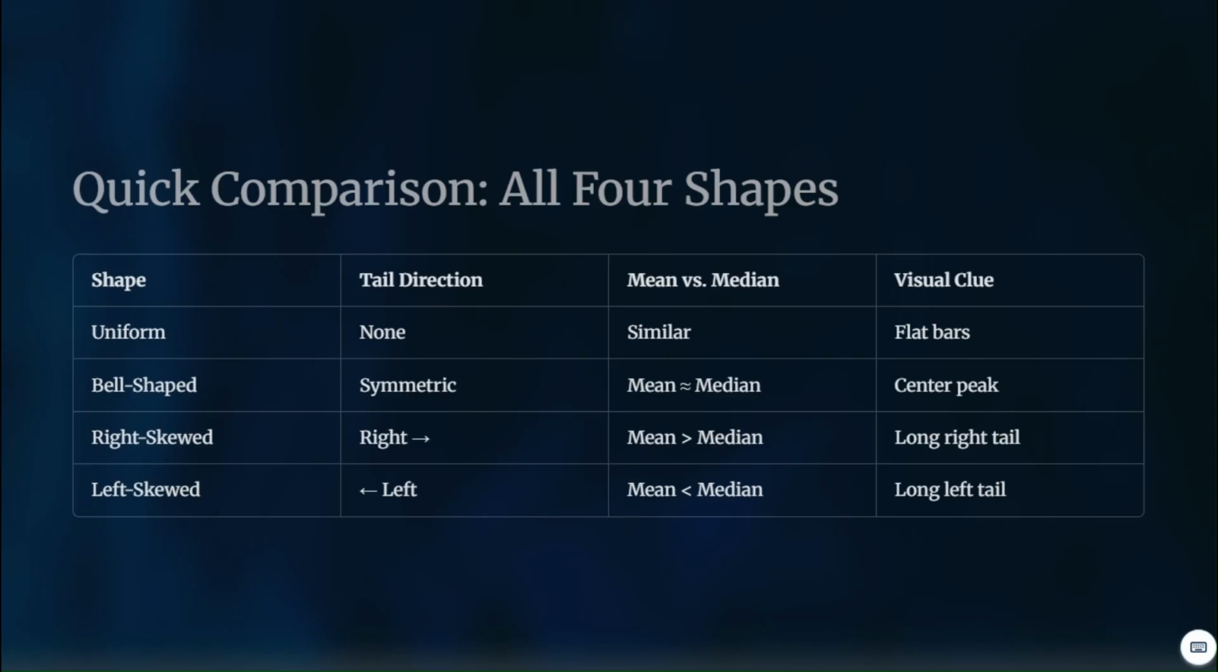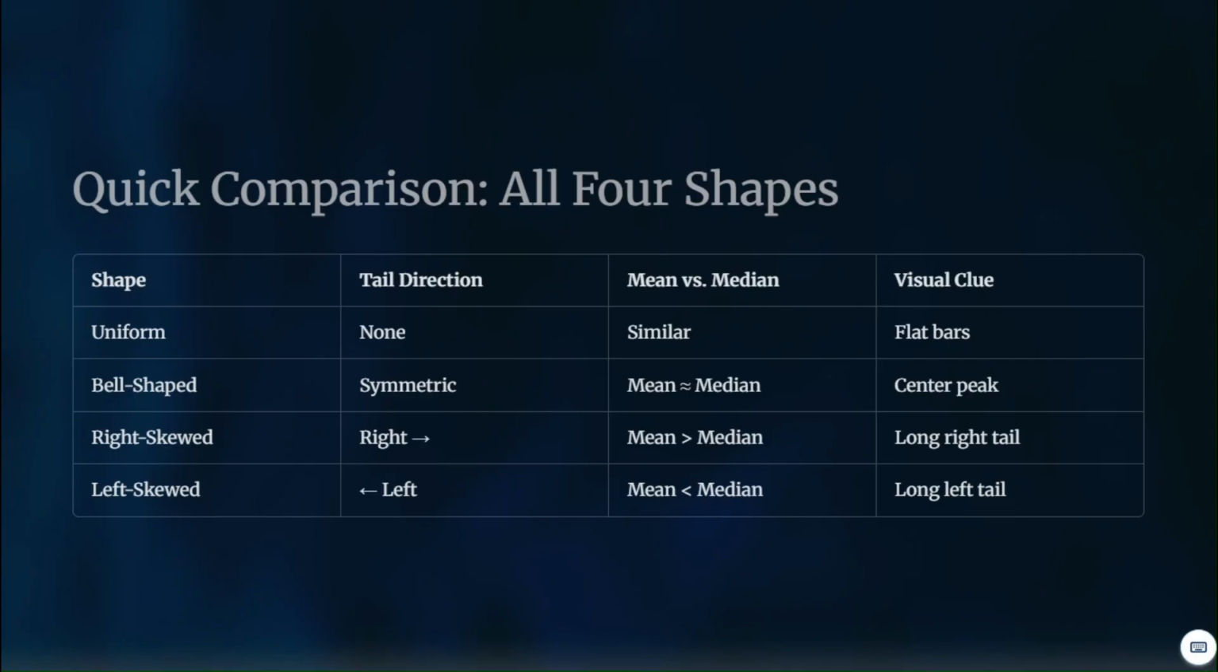It has a long tail to the right, and the mean is greater than the median. And then for the left-skewed distribution, we have a long tail to the left, so the mean will be less than the median. Skewness points toward the tail. So the left tail is left-skewed, the right tail is right-skewed.